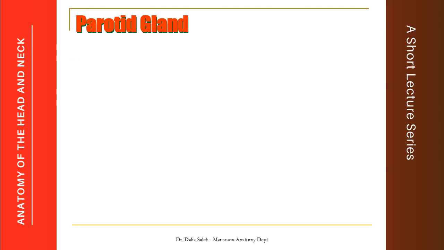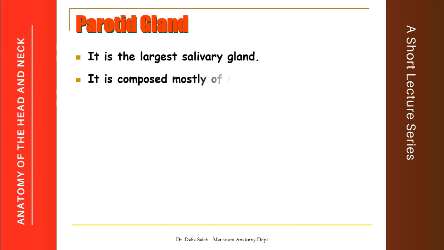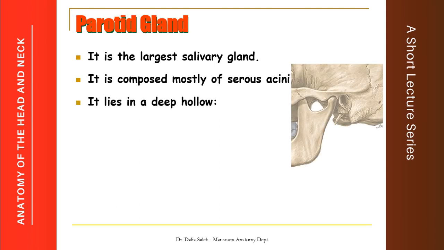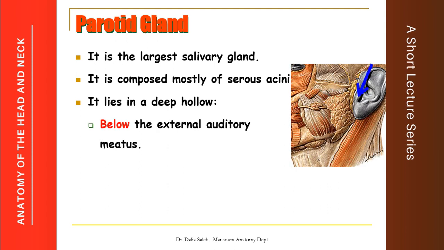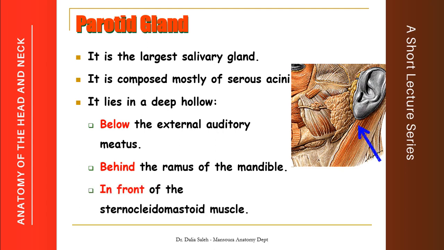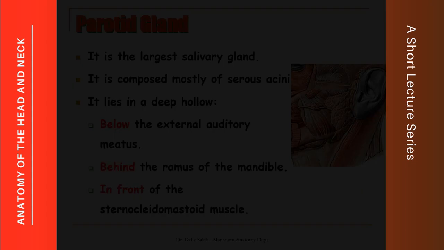The parotid gland is the largest salivary gland. It's composed of serous acini, so its secretion is mostly serous. It lies in this deep hollow below the external auditory meatus, behind the ramus of the mandible and of course the muscles attached to it, and in front of the mastoid process and the sternocleidomastoid.